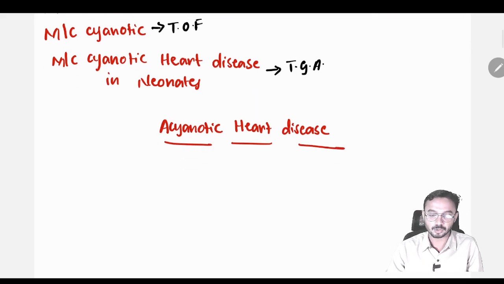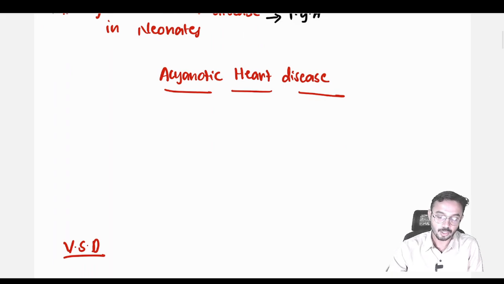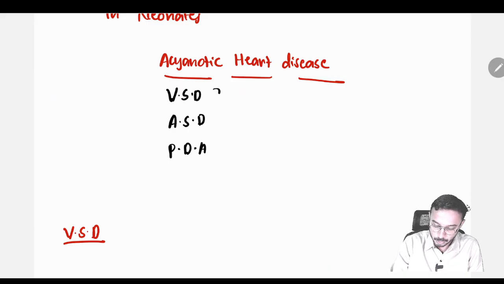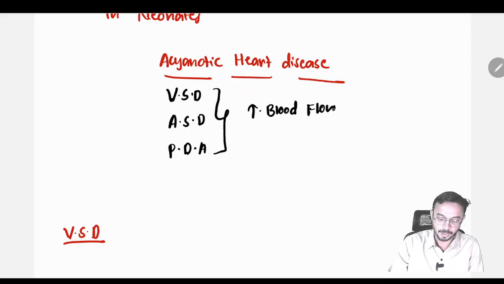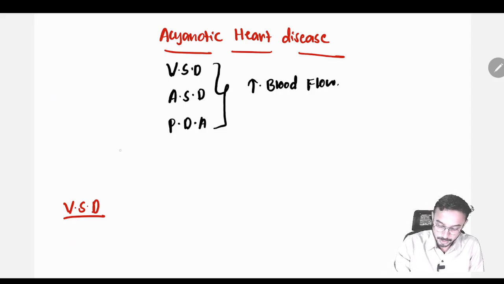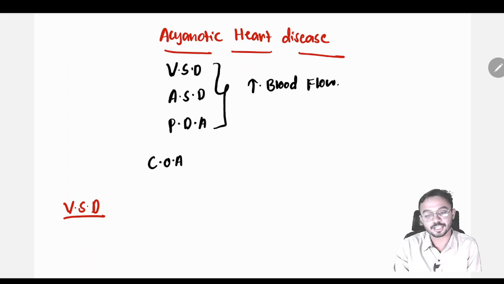Now let's move to acyanotic heart disease. What is included in acyanotic heart diseases: ventricular septal defect VSD, ASD, atrial septal defect, and patent ductus arteriosus. In all these conditions there will be increased blood flow. One more type of acyanotic heart disease is COA, coarctation of aorta, which I will teach in subsequent slides.